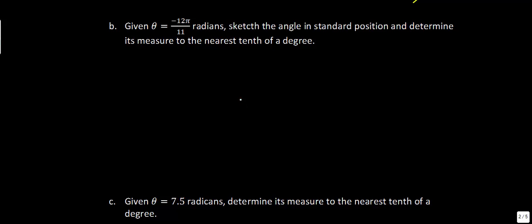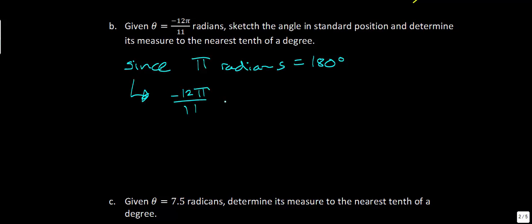Okay, well, I'm going to start with another since statement. Since we know that pi radians is equal to 180 degrees, how can we use that information to help us? Well, what do we have right here? We are given that we have negative 12 pi over 11 radians. Okay, so we know that pi radians, we can replace that pi with just 180 degrees, so this is the same thing as just having negative 12 over 11 times 180 degrees, like so.